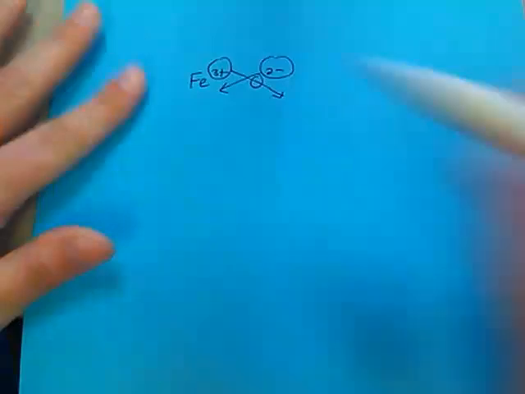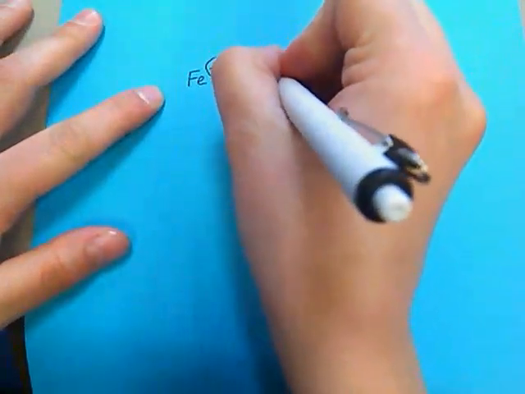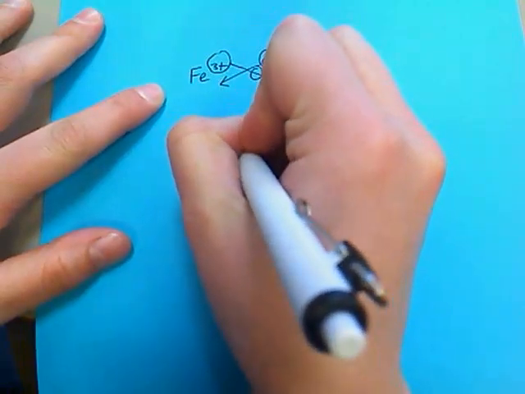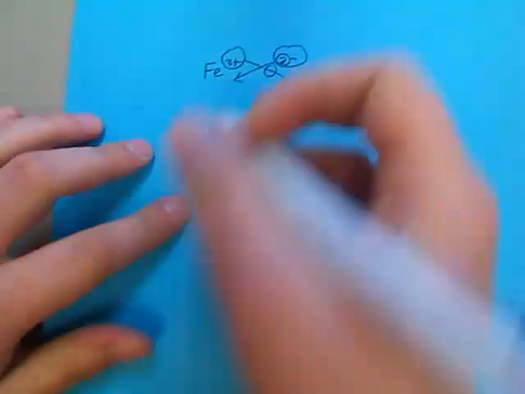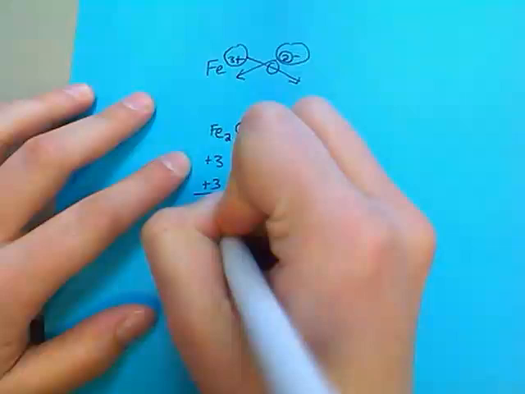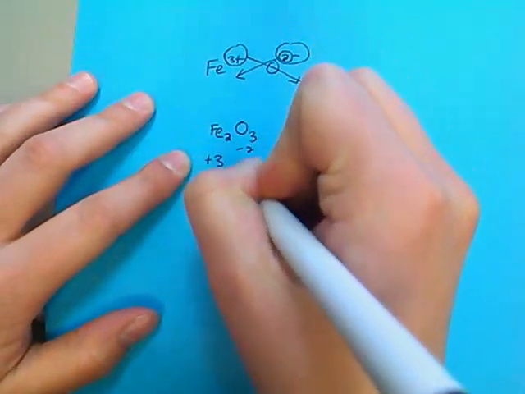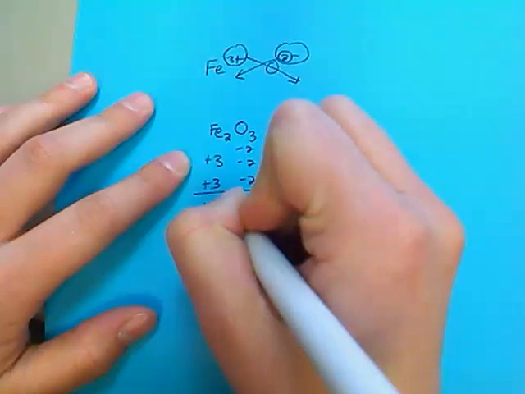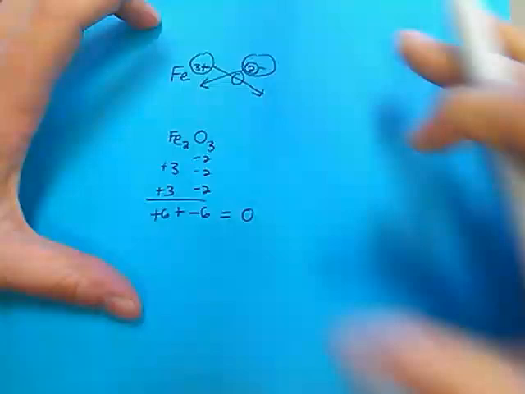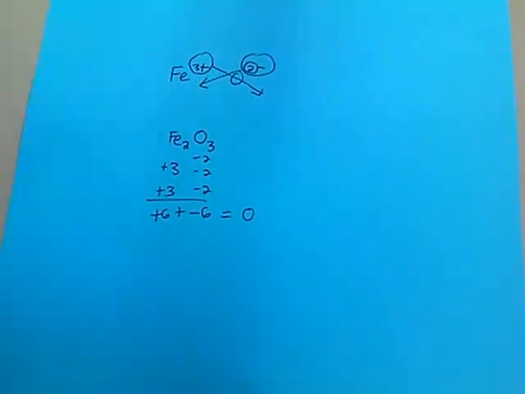Okay? So we end up having 2 irons and 3 oxygens. So if we do that math, for instance, we have 2 plus 3s, it's going to equal plus 6, and 3 minus 2s, which equals minus 6. Plus 6 minus 6 is going to equal 0. So that proves here that this Criss-Cross method works.